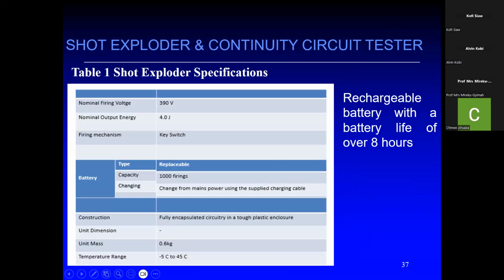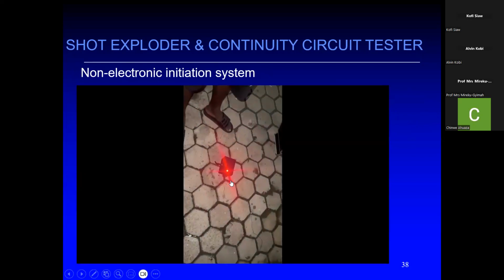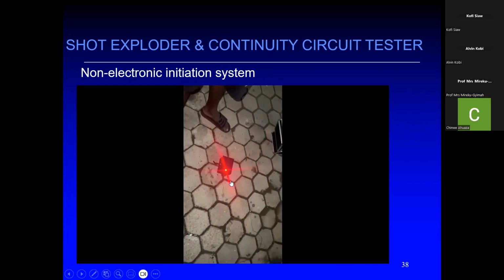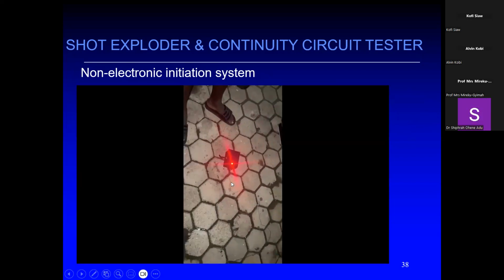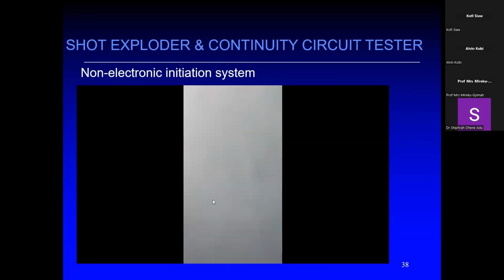So you can see the specification of our device. We have the nominal hot firing voltage. We have the nominal output energy, which is given there. Then it has a rechargeable battery of 8 hours, which is also given there. Now you can see this is the trial with the gunpowder we prepared at the lab. We are also grateful to the mineral lab. We were able to carry out that research over there. So you can see this is the short exploder that we have been able to develop locally. This is the first trial that we did with the exploder.